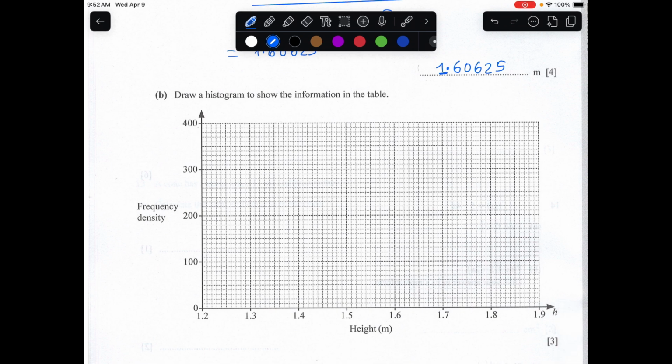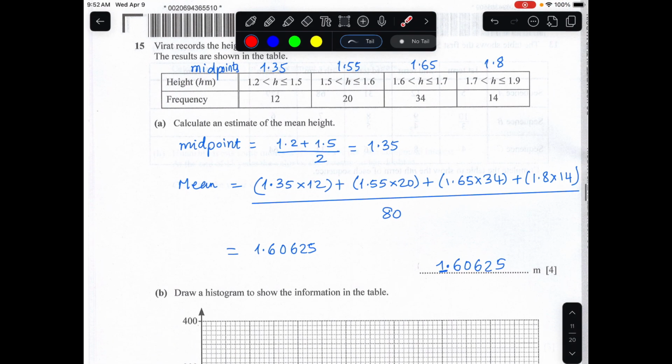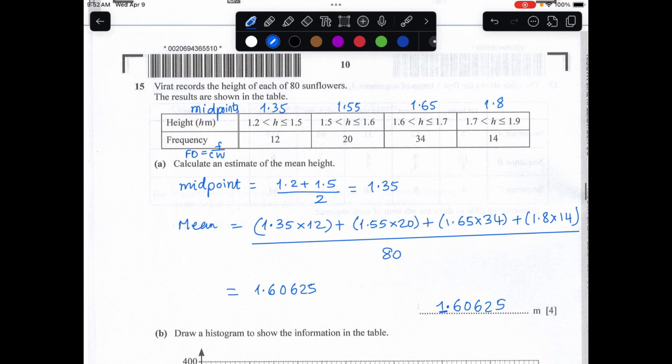So we need the frequency density on the left. Remember, frequency density is frequency divided by class width. So what I'm going to do over here is calculate the frequency density. It's frequency divided by class width. So what is class width? I'm just going to explain that quickly over here. Class width is the width of this interval. So it's going to be 1.5 minus 1.2, which is 0.3.